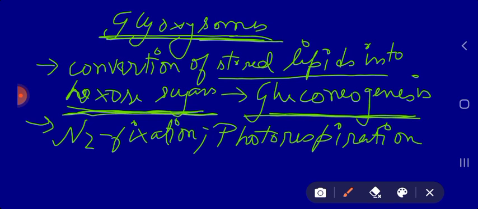Normally the main function of photorespiration is the dissipation of energy, where the stomata get closed during the daytime because of water stress. Photorespiration actually protects the plants from photooxidative damage by dissipating the excess excitation energy. So for the photorespiration process, these glyoxysomes are also involved.